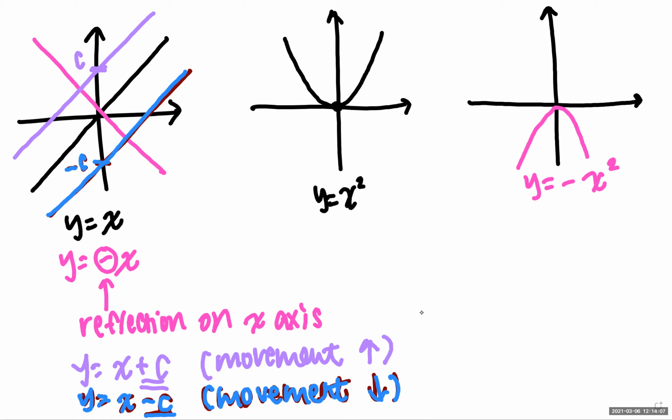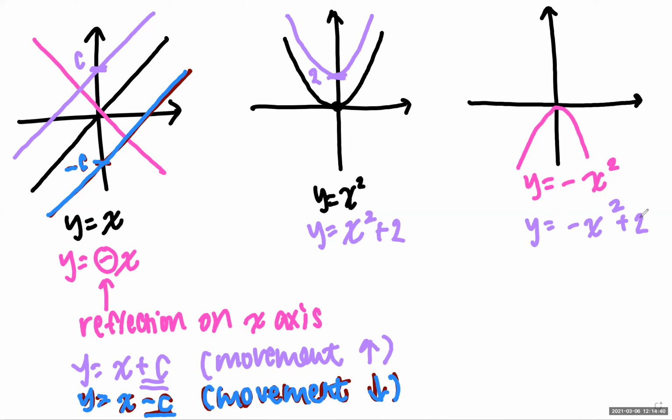Now let's do the purple one. The purple one is y is equal to x squared plus 2, for example. So what happens if it's x squared plus 2? It's a movement up. It will be a movement up. And now this mark here will be how much? 2. Now what about this? If let's say I have y is equal to negative x squared plus 2, what does that mean?